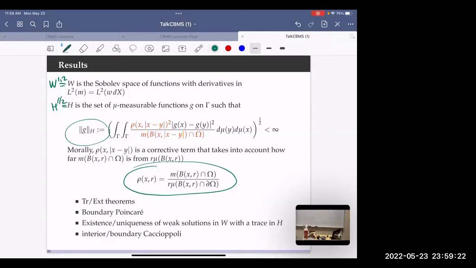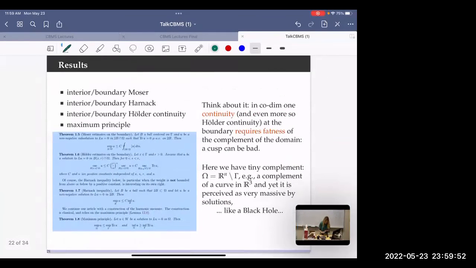I mean, once you figure out the appropriate setting, which was really the challenge, to figure out the minimal possible conditions which would incorporate all of what you want, it's more or less, you know, you go and suffer by the thumbs. Existence and uniqueness of Green's solutions by the Lax-Milgram theorem, interior and boundary Caccioppoli inequality, and interior and boundary Moser, interior and boundary Harnack.